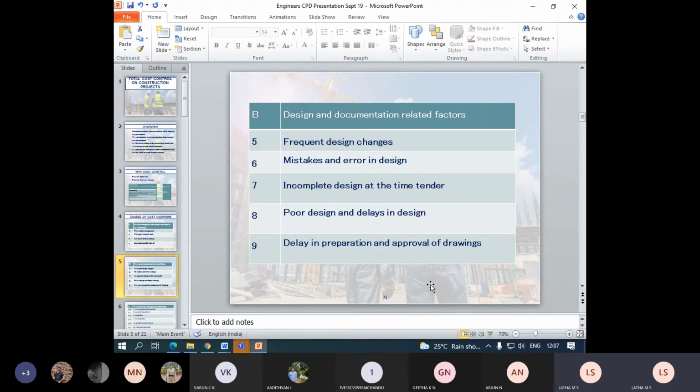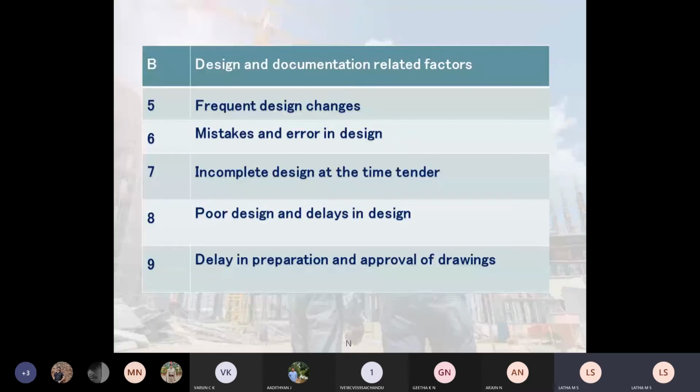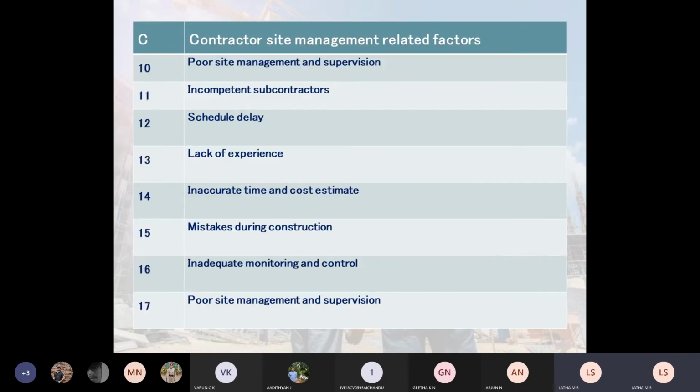Delay in preparation of approval drawings. Yes, as we delay in the design, definitely there will be delay in approval. As I said, design and drawing approval has to be taken from the structural engineer, because the structural engineer will not easily approve any design. He will take his own time because he has to check every reinforcement detail and labeling. So upon all that checking, which may take time, as the time delays, money also gets consumed.